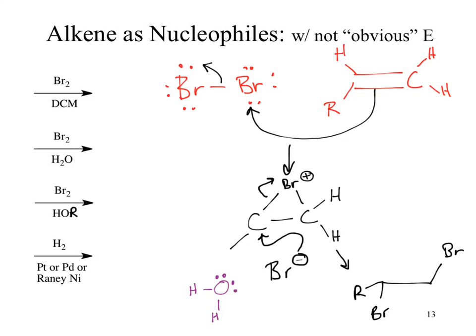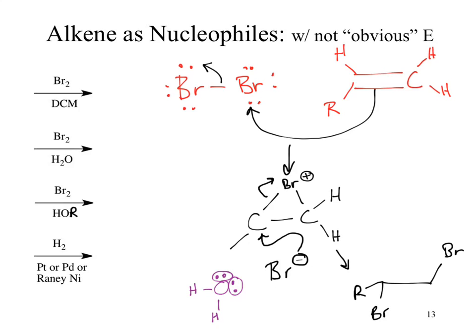What's special about water? What does it have? Lone pair electrons. What's special about electrons? They want to react with something positive. Do we have something positive in our carbon structure? Yeah. We had that same positive that our bromide reacted with. Water can act as the nucleophile instead of the bromide.